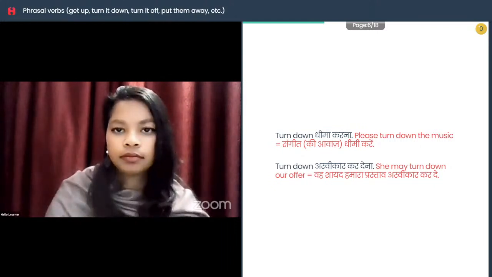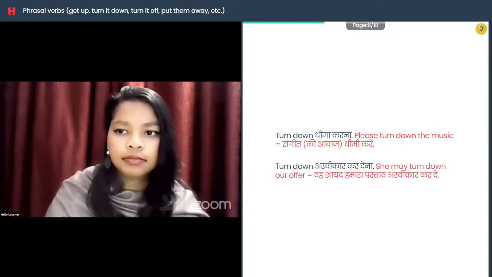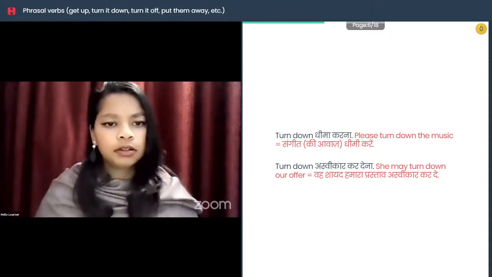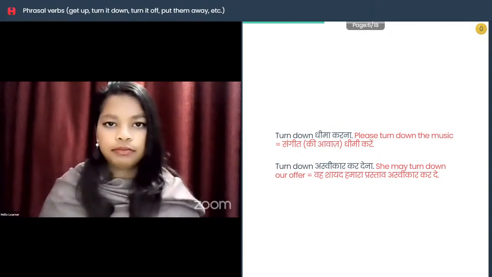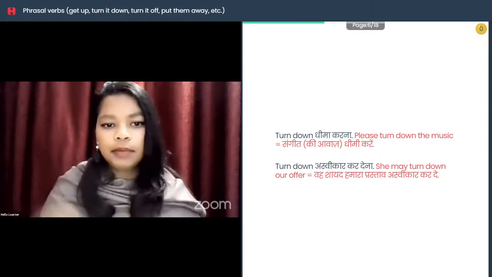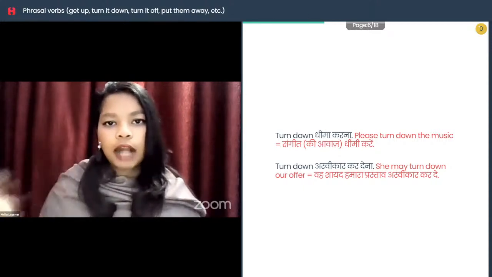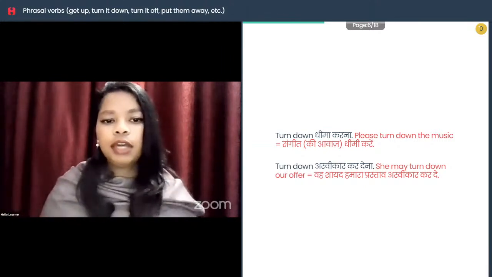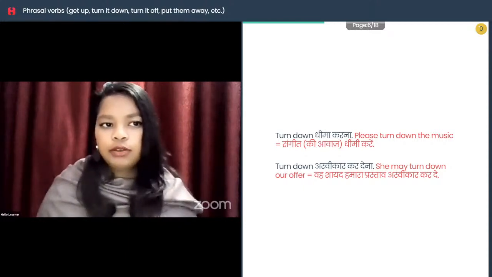You can turn down your vehicle from that side. Okay, it would mean turn off. Turn off the vehicle. Okay, turn down means धीमा करना. आप अपनी गाड़ी को धीमा नहीं कर सकते. Well, speed धीमी कर सकते, but at the same time here we are implying something else. Okay, so try something else. Give a different sentence.